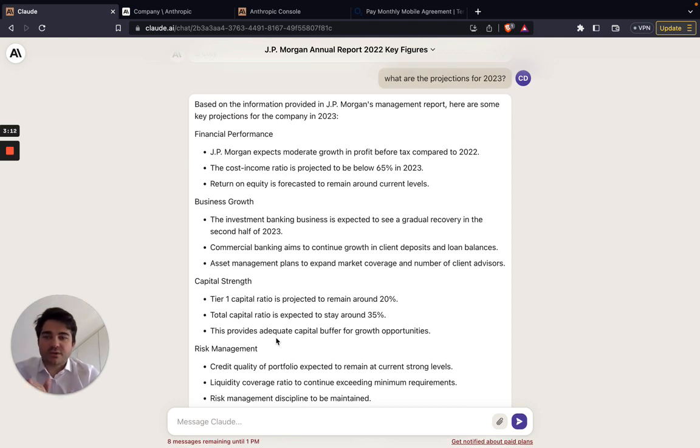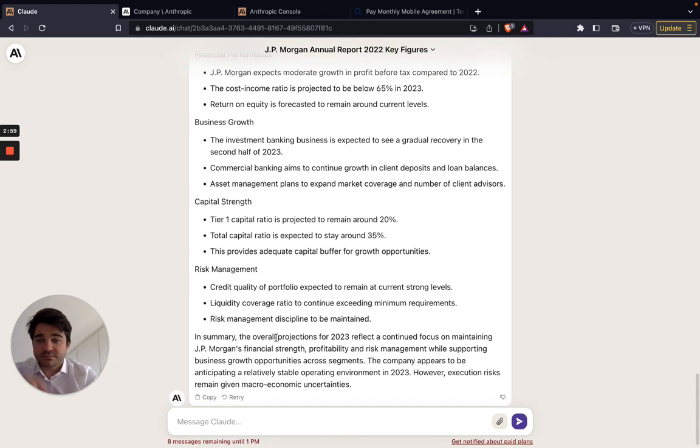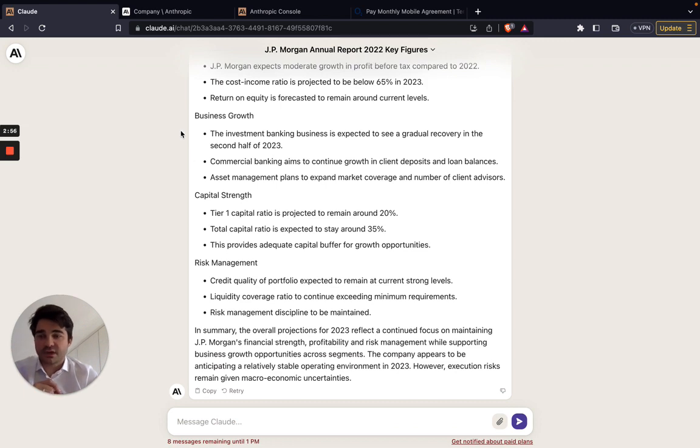It's pretty cool because those annual reports are absolutely massive, and those tools can help you to really go through and highlight the key details of those annual reports.